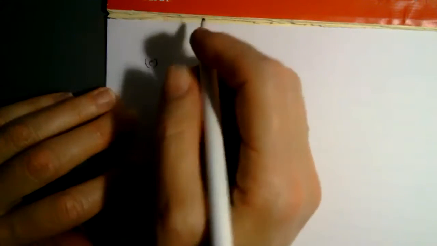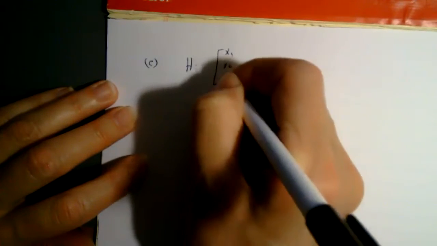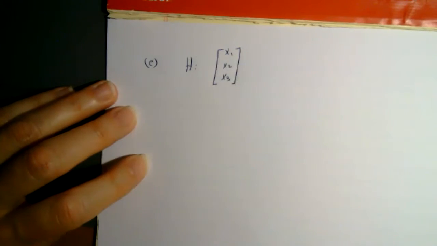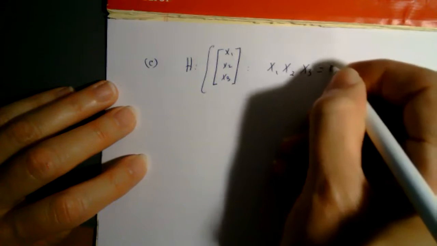Please, as we move on, feel free to ask any question you want. So my H now consists, now I am in R3, but it's the same principle. So (x1, x2, x3): all the vectors that have the property that when I multiply the components, I get a 0. Okay? And the question is the same.